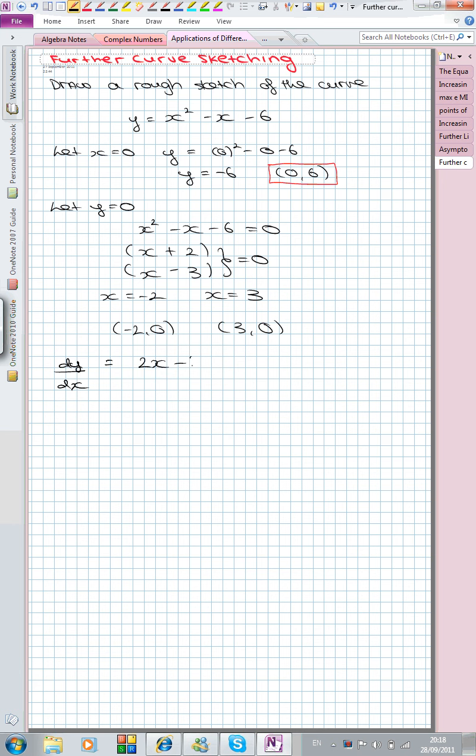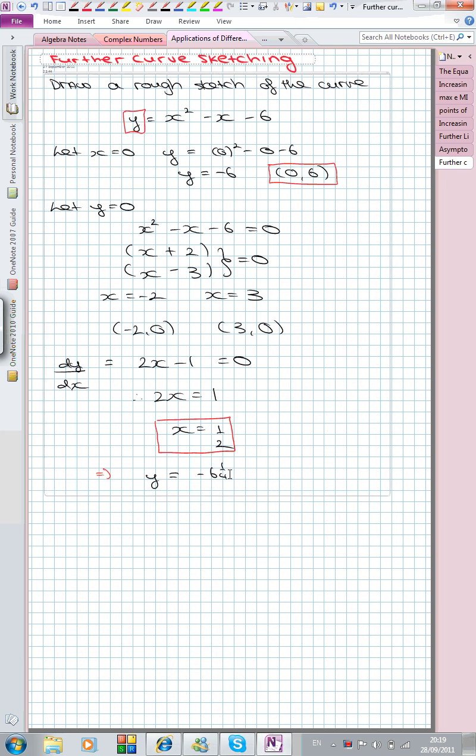So that'll be 2x minus 1. Let that equal 0. Therefore 2x is equal to 1, x is equal to a half. That's our x coordinate. To find our y coordinate, simply plug this value, x is equal to a half, into our given function, y, and when we do that, it results in y equal to minus 6 and a quarter.